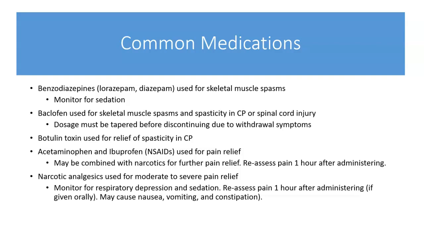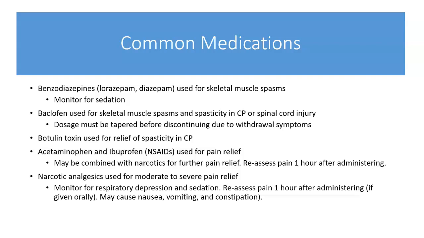Baclofen may be used for skeletal muscle spasms and spasticity. This is especially common in CP or spinal cord injury. It is important to note that the dosage of baclofen must be tapered before discontinuing the medication because the patient may experience withdrawal symptoms, which may include seizure activity. Botulinum toxin is also used for the relief of spasticity in CP, and we will talk about that a little bit later in the lecture as we jump into CP, but important to know that that is a medication we may see administered.